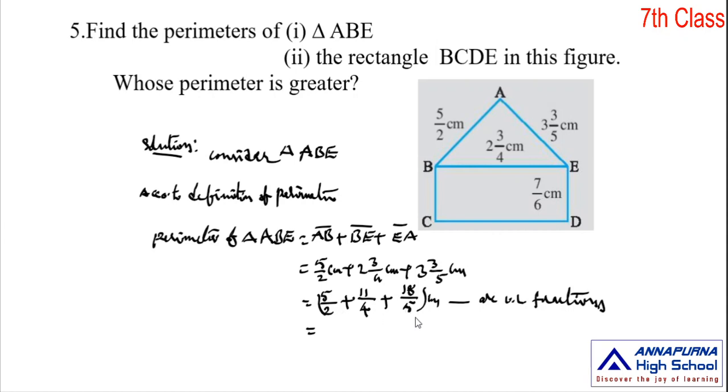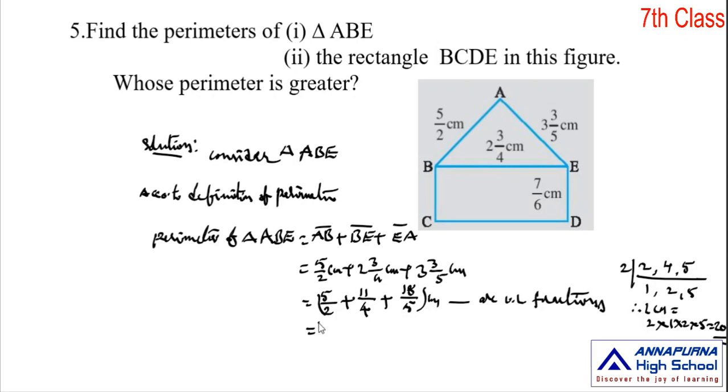So for 2, 4, 5, what is the LCM? Do it using the division method. Which number divides 2, 4, 5? 2 ones are 2, 2 twos are 4, and 5. Because 5 is not divisible, the LCM is equal to 2 into 1 into 2 into 5, which is equal to 20. Therefore, the LCM is 20. Now you make the denominators of these fractions equal to 20.